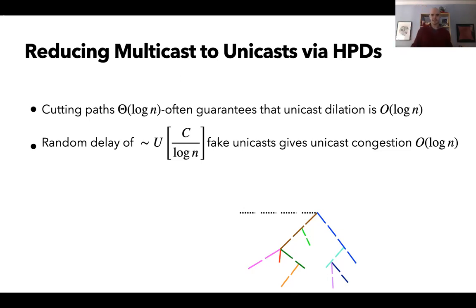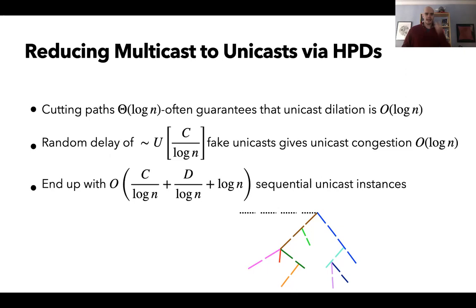Okay. Now, the next thing to consider is how many unicast instances we are going to have to solve sequentially. It's not too hard to see that the total number of sequential unicast instances is C over log n plus D over log n plus log n. The C over log n just comes from the fact that we're adding up to C over log n fake unicasts to the beginning of each of our trees. The D over log n comes from the fact that we're cutting our paths every log n. And this additive log n comes from a property of heavy path decompositions, which says that if you look at any root to leaf path, you intersect up to log n of our paths.